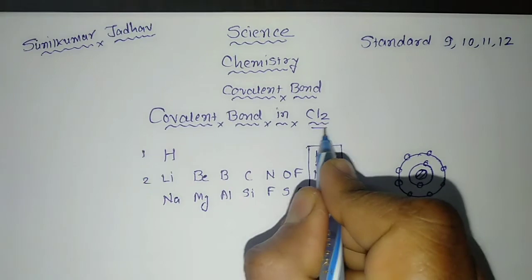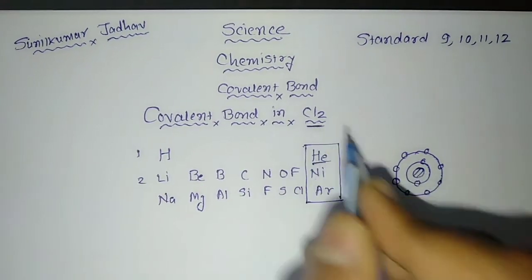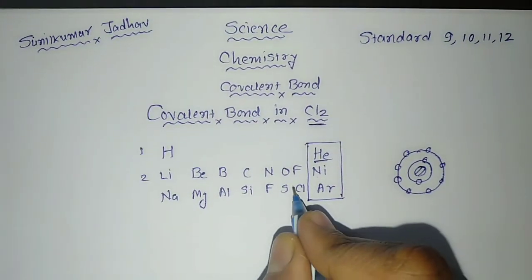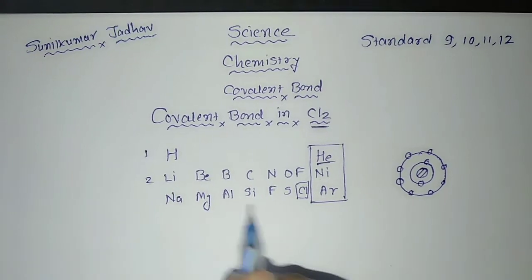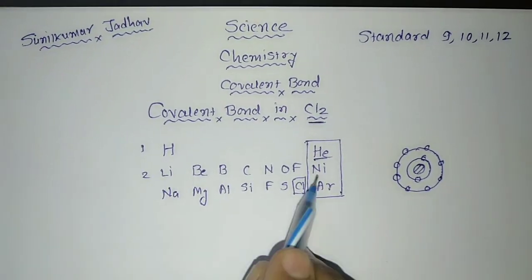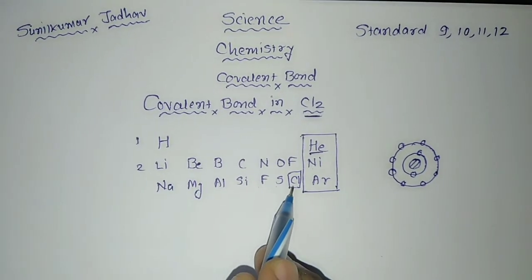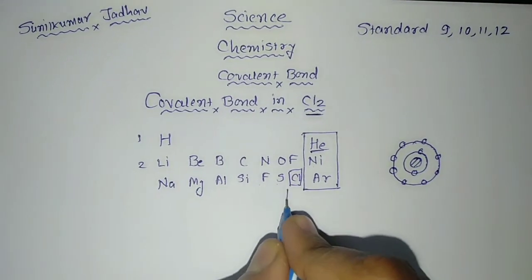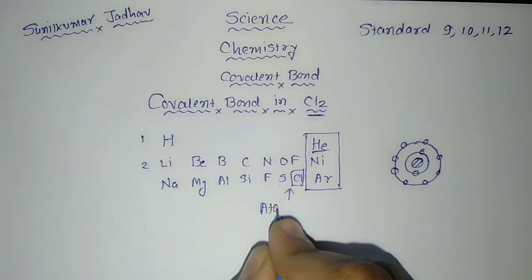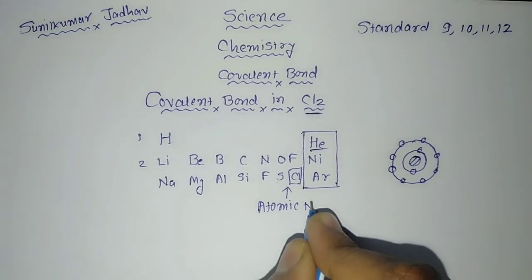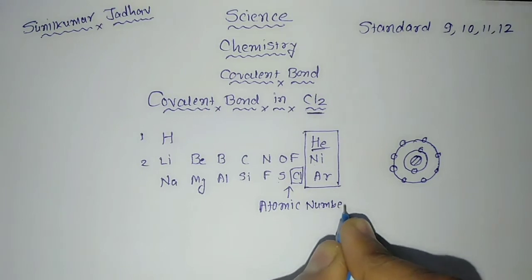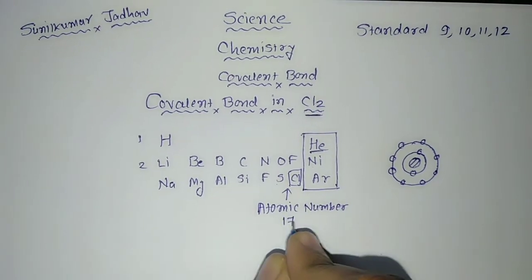Here we are talking about chlorine. What is the atomic number of chlorine? You can see its position: this is 2 plus 8, then 11, 12, 13, 14, 15, 16 and 17. So the atomic number of chlorine is 17. I can write it here: the atomic number of the chlorine atom is 17.